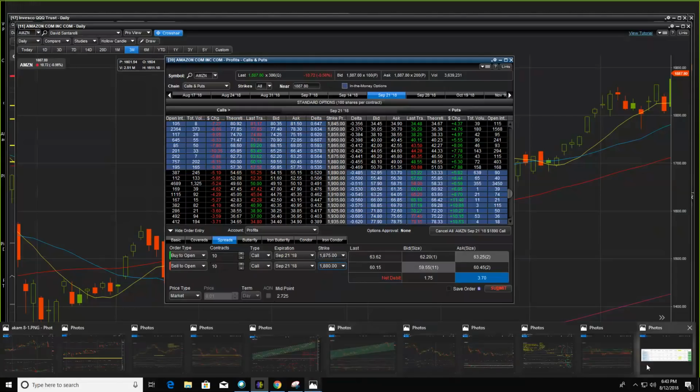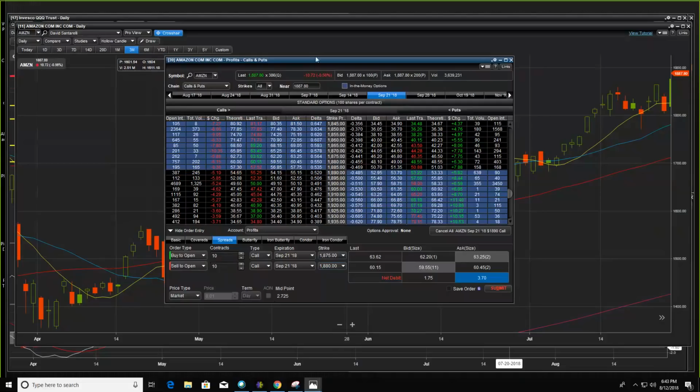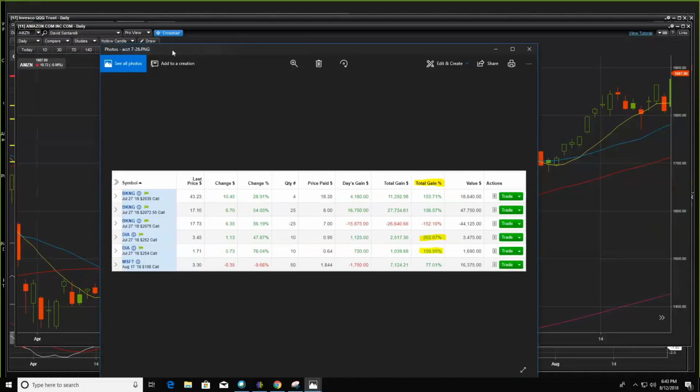So a perfect example here is an actual trade from July 26th. Let's take a look. At booking, this is actually the trade we closed out that I shared with you guys before. We bought the 2035 strike calls, and I had a 154% gain on those. I made a gain of over $11,000. Now here's the spread, and I want you guys to understand this. So booking went higher, and as you see, the strike that I bought to open has a gain of 138.57%.